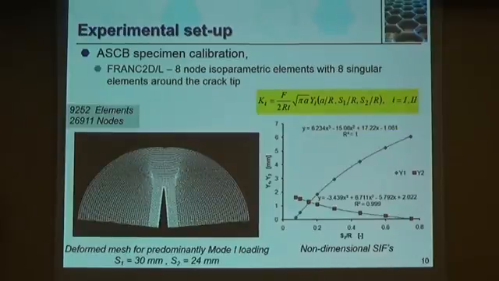What we did first, we calibrated this specimen, so we used the Franc2D code. We have here the non-dimensional stress intensity factor results. This is mode 1 and mode 2. We can see here that at around 2.6, the distance from the notch, we have a pure mode 2.